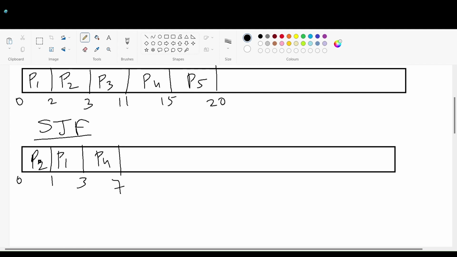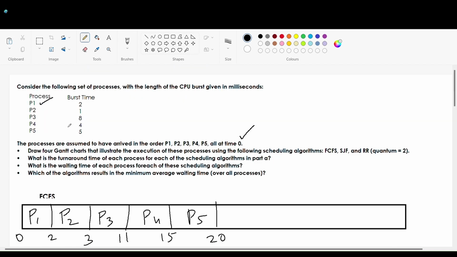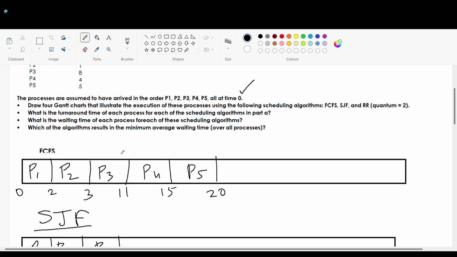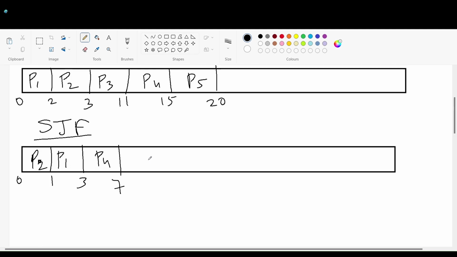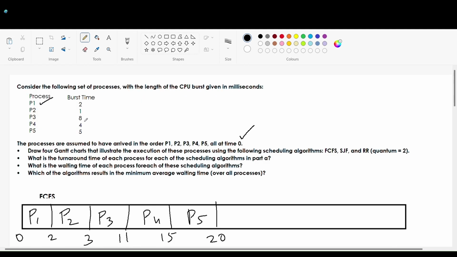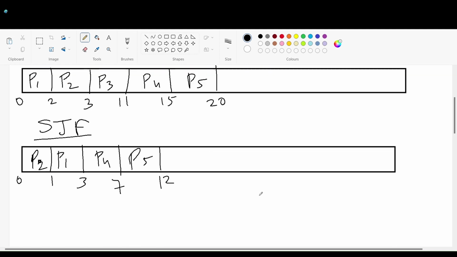After that, P3 or P5? P5. So P5 will execute from 7 to 12. Then P3. P3 will execute from 12 to 20. So this is the execution in SJF.